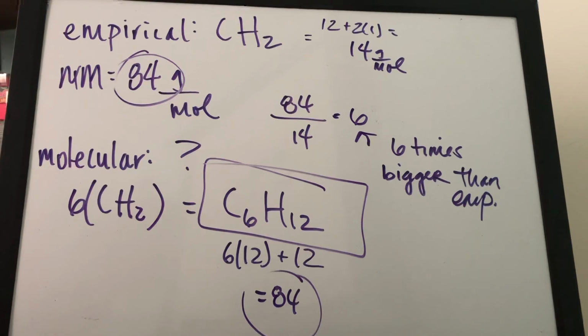So molecular formula is found very simply by taking the empirical formula's molar mass and comparing it to what you were given in the problem, and then figuring out how many times bigger the molecular is. So that is a quick review on empirical and molecular formulas.